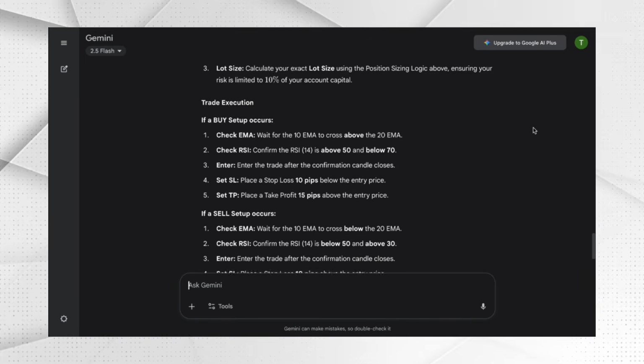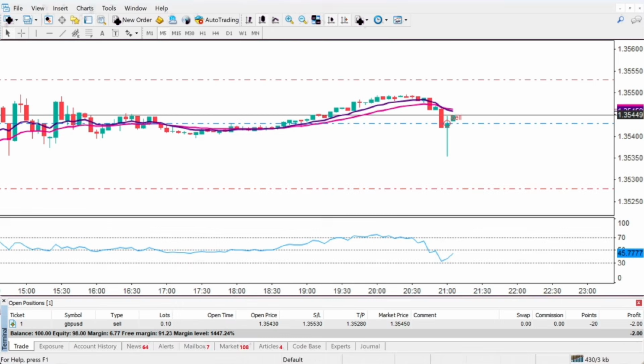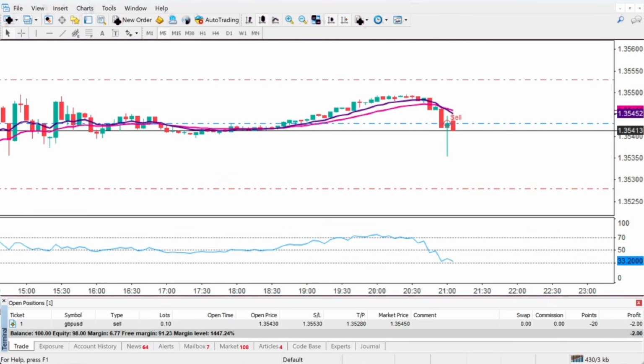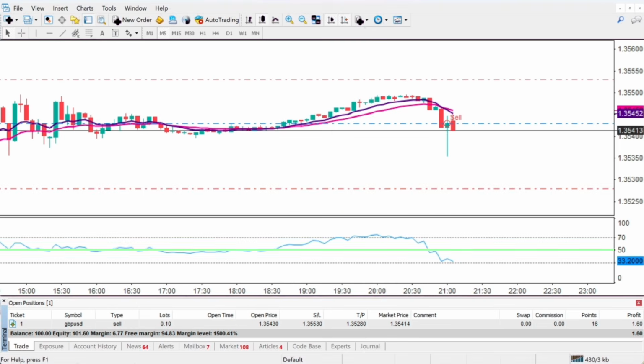Now the real question is, can Gemini's version outperform ChatGPT's strategy from last time? Let's find out. We'll load up the chart, set everything up, and jump into the very first trade of this Gemini scalping strategy test. Alright, so here's the first signal from the Gemini strategy. We've got the EMA 10 crossing below the 20, RSI sitting below 50. Everything lines up perfectly for a sell, so I jumped in.